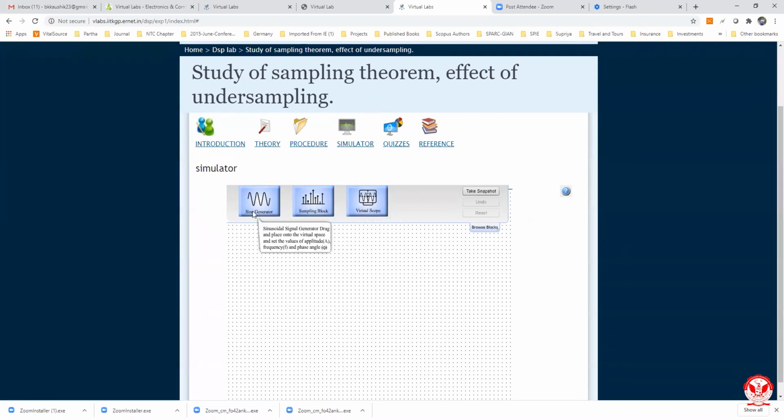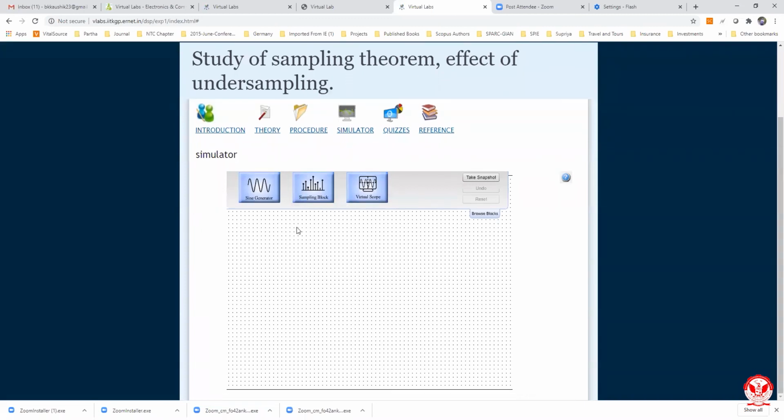The sine generator generates sinusoidal signals. The sampling block takes the samples out of the sinusoidal signals, and the sinusoidal signals and the samples both are observed with the help of this virtual scope. So as per our requirement, we drag these 3 blocks and interconnect them.